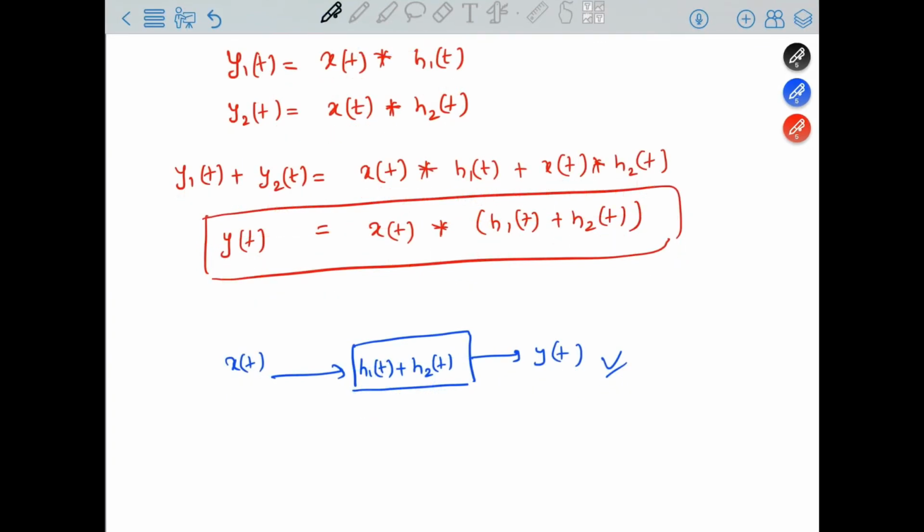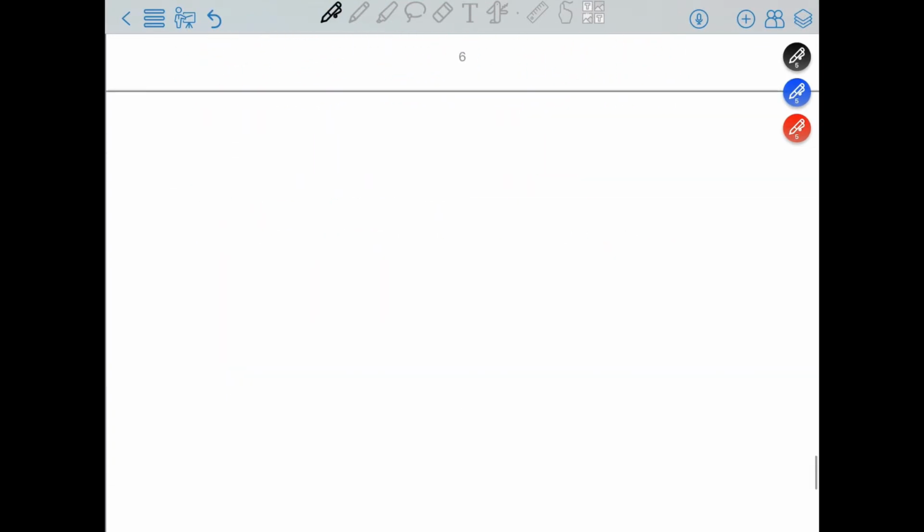Next we will discuss the third property, and the third property is the associative property. This is the third property, and we'll directly go to the representation.